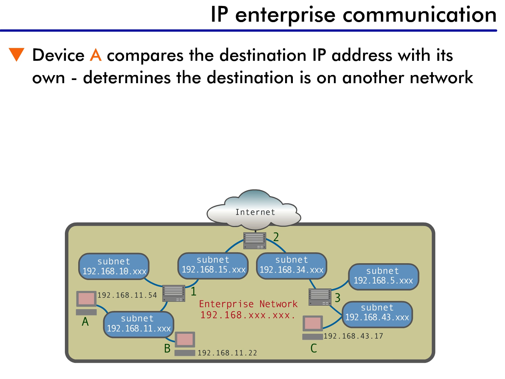A is on the 192.168.11 network, and C is on the 192.168.43 network. Realizing this, A knows communication with C requires processing through one or more routers.